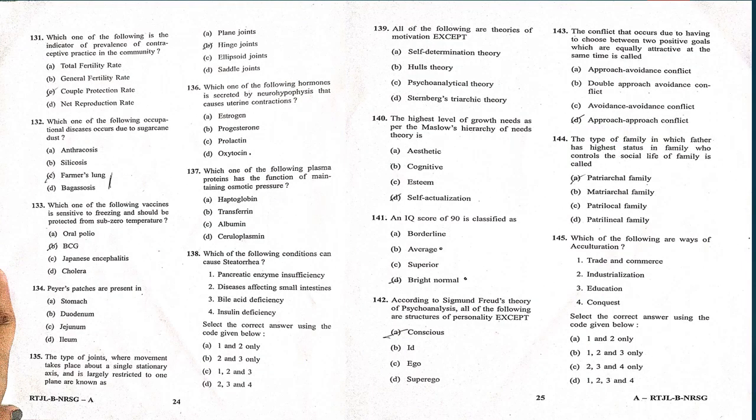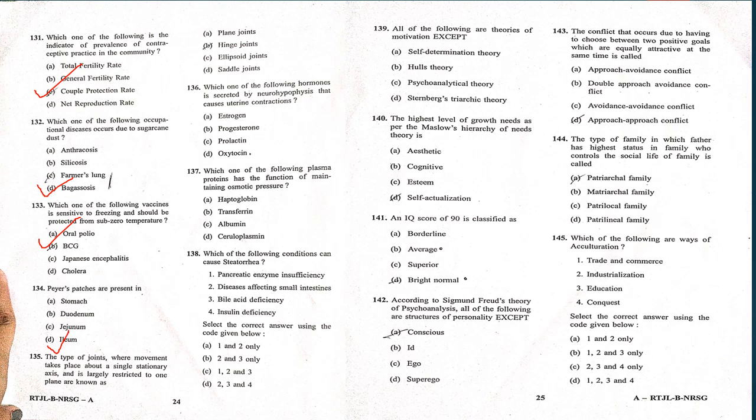Which one of the following is indicator of the prevalence of contraceptive practice in the community? Couple protection rate. Which one of the following occupational disease occurred due to sugarcane? Vagasosis. Option D. Which one of the following vaccine is sensitive to the freezing? মানে cold sensitive vaccine. এটা হলো option B. Pierce patch. এটা option D.